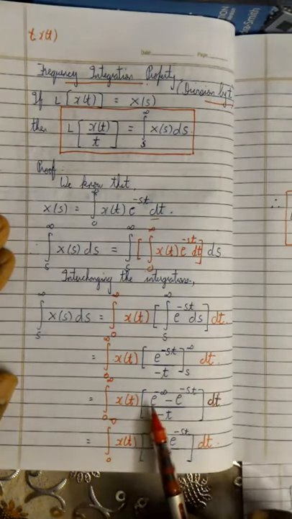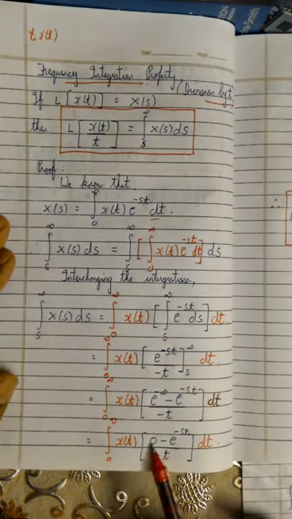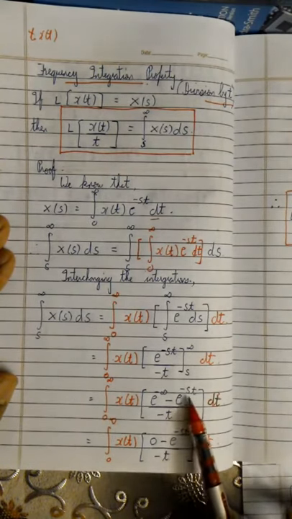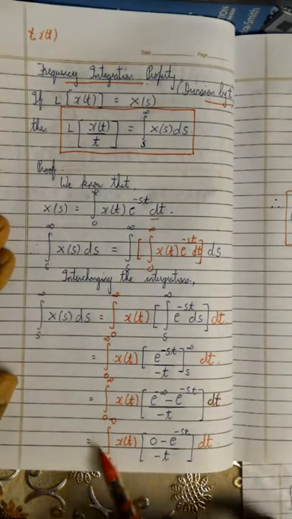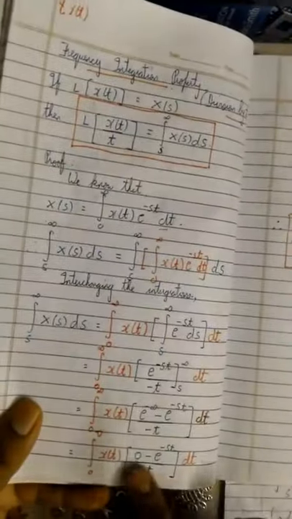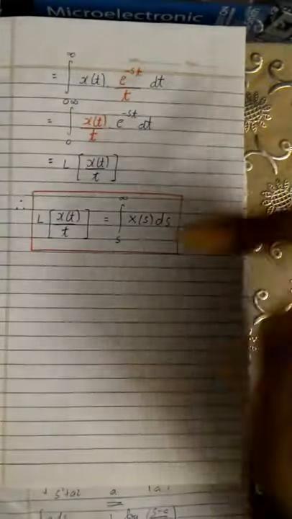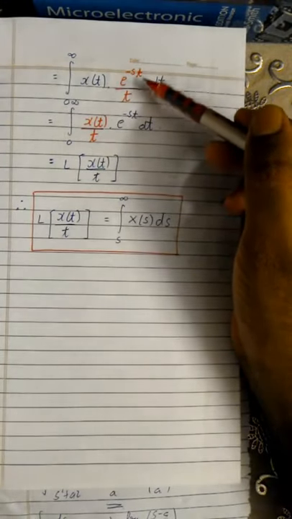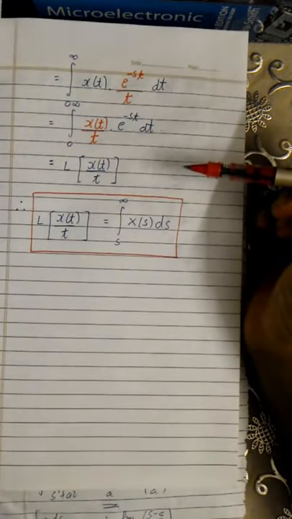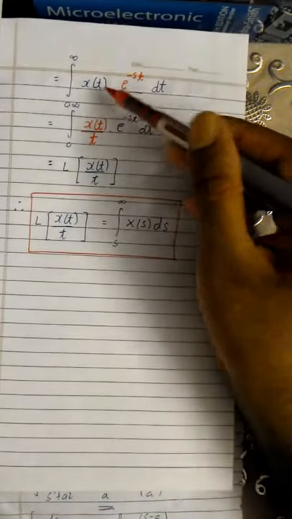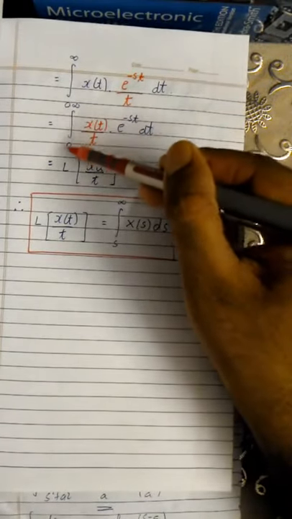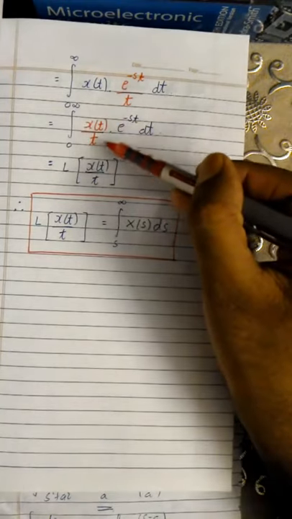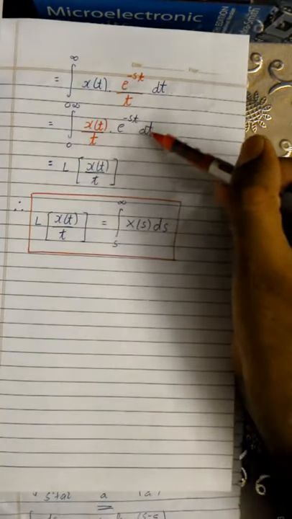We know that e raised to minus infinity is 0, so that term becomes 0, and the other term remains e raised to minus st itself. In the next step the minus and minus get cancelled. So you will have the integral from 0 to infinity of x of t into e raised to minus st dt, and now this t I can bring over here, so this becomes the integral from 0 to infinity of x of t by t into e raised to minus st dt.